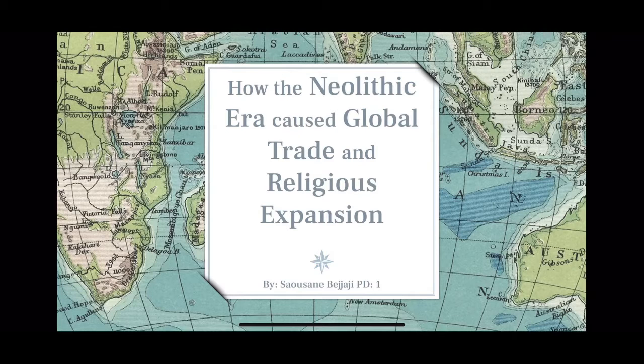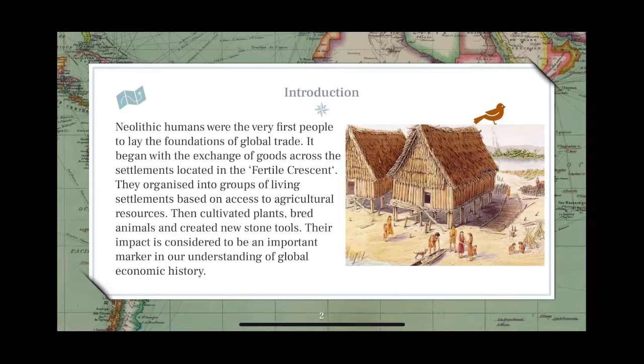How the Neolithic era caused global trade and religious expansion. Neolithic humans were the very first people to lay down the foundation of global trade. It began with the exchange of goods across different Neolithic settlements located in the Fertile Crescent.